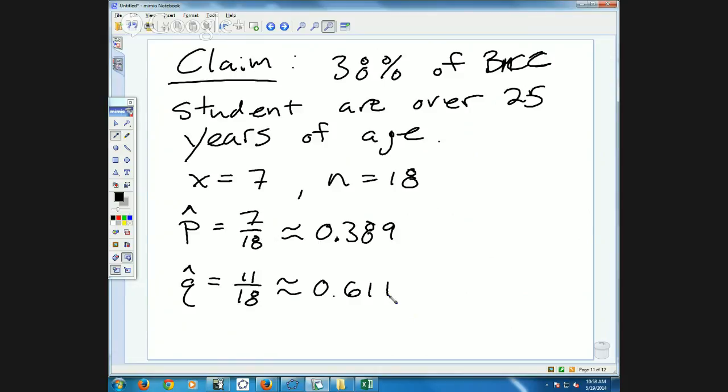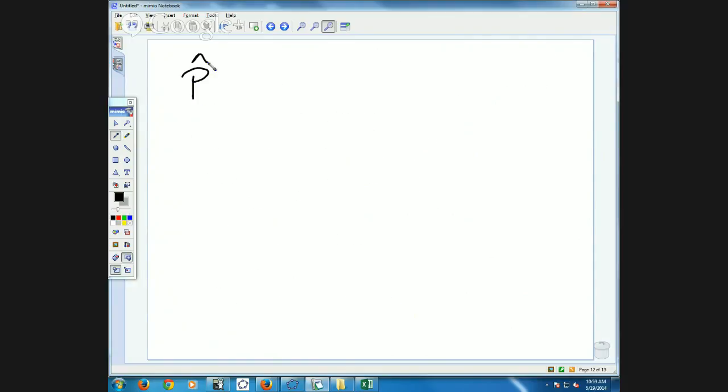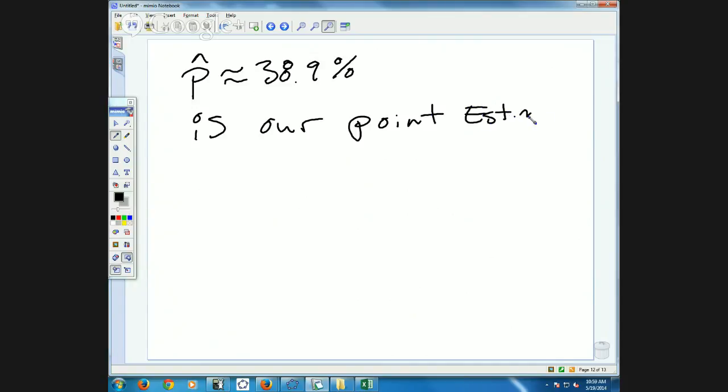All right, next. What is our estimate of the proportion of people over the age of 25 at the BMCC? Well, ours is 38.9%. That's our estimate. That's called a point estimate. So p hat, which is approximately 38.9%, is what's called a point estimate for the percent of over 25-year-olds.